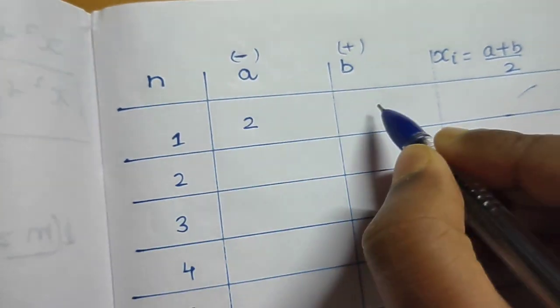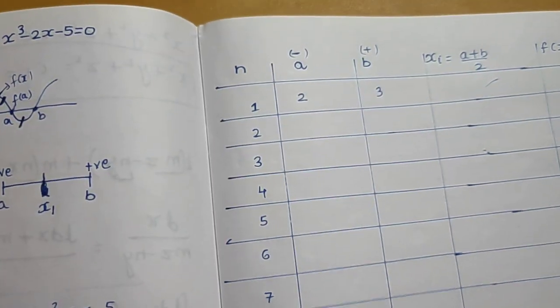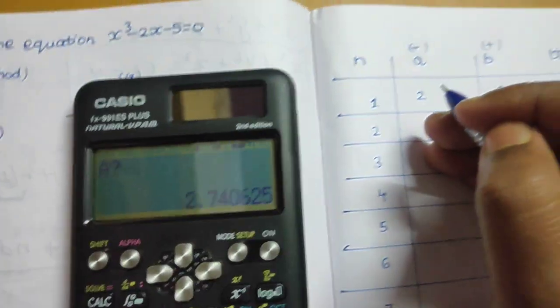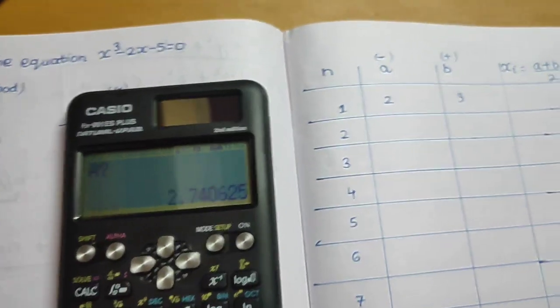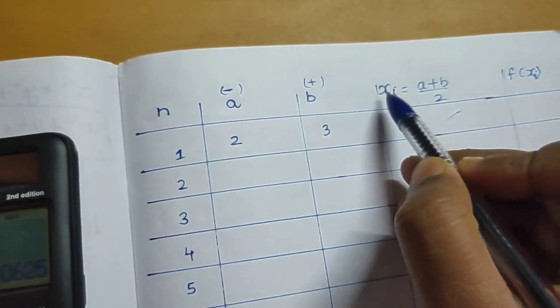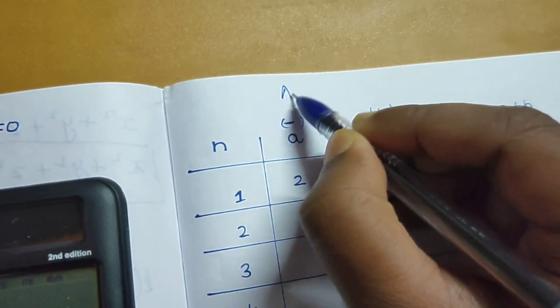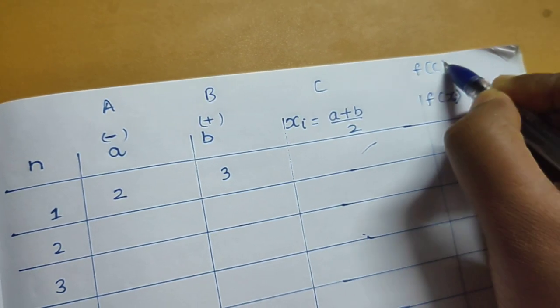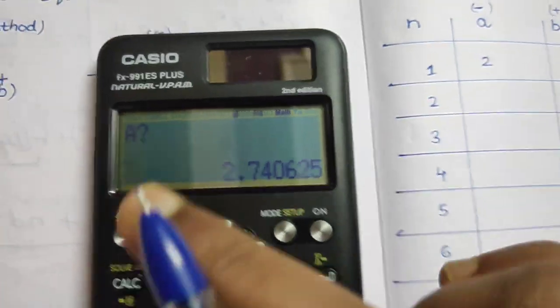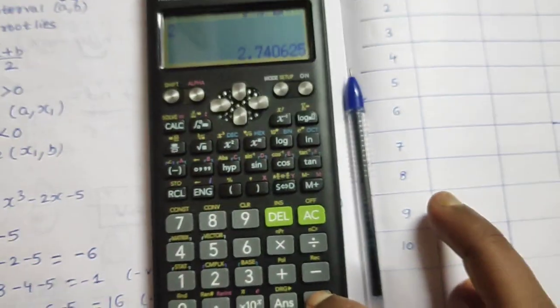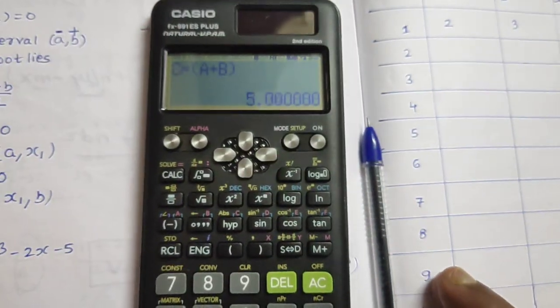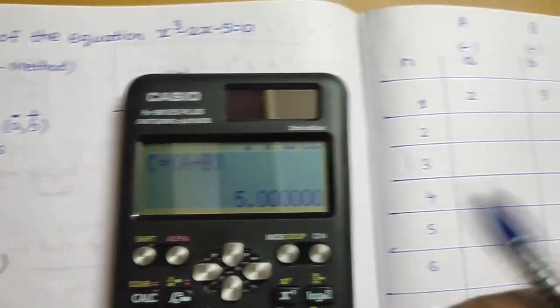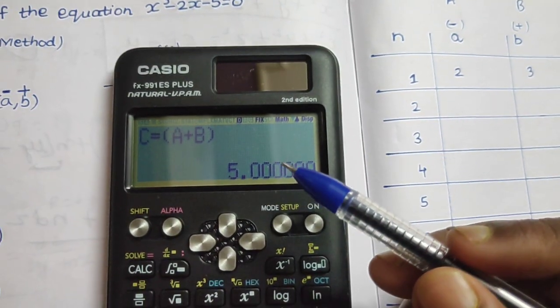So this is 2, this is 3. And here comes the role of calculator. This A, for our calculator, it is capital A. This is capital B. This is C for our calculator. So if you want, you can write this. This is C, and for calculator, this is F of C. Fine. So he's asking for A. Let's give him A, which is 2. Then he's asking for B, which is 3. Then he has given me the value of A plus B.